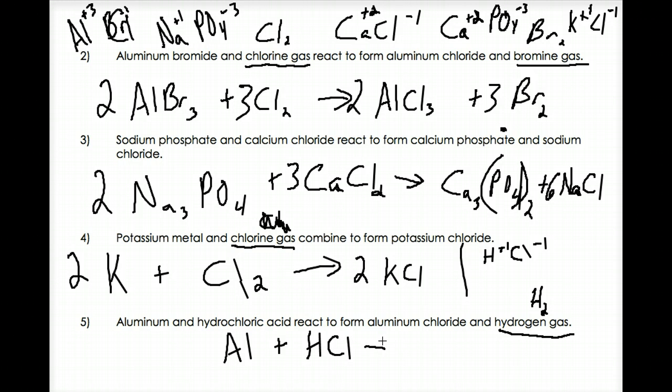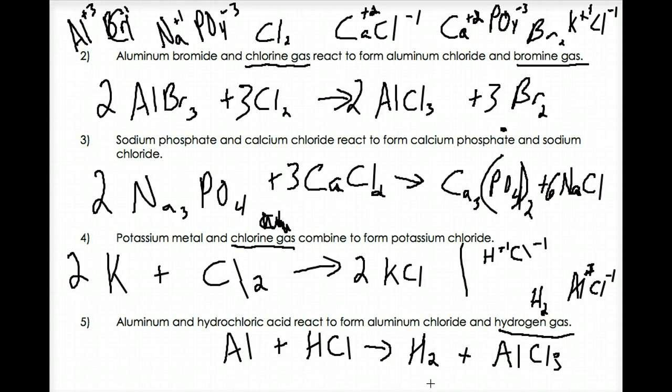React to form, arrow, aluminum chloride and hydrogen gas. Well, I might as well put the hydrogen gas down first. Order is not important. Aluminum chloride, we've actually done that up here. It's AlCl3. How did I find that? Al plus 3, Cl minus 1. AlCl3.